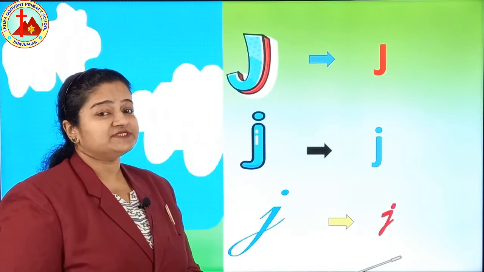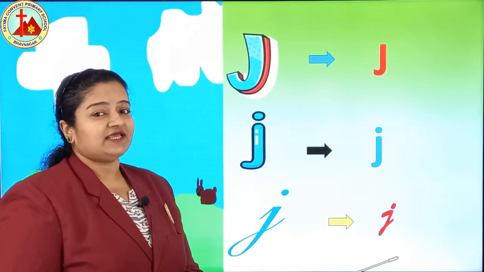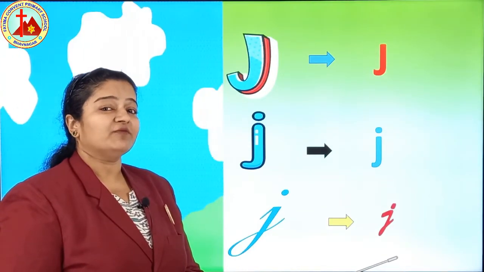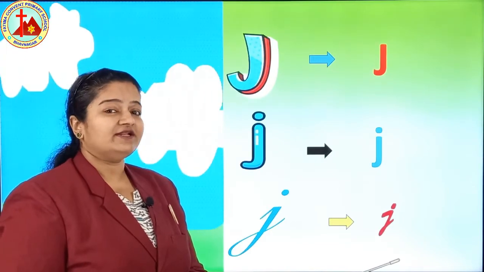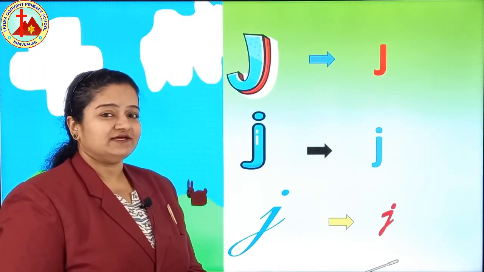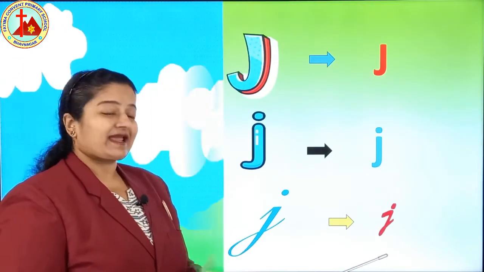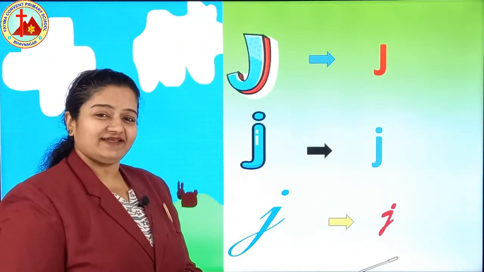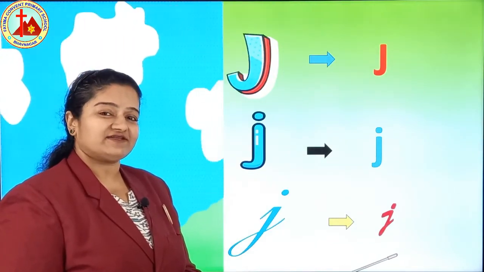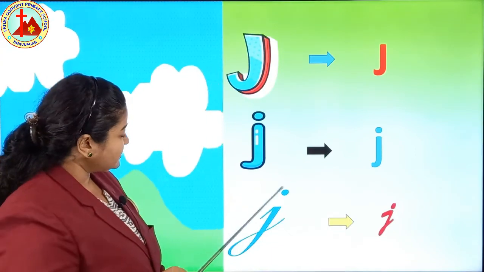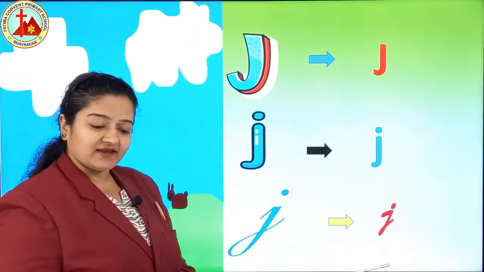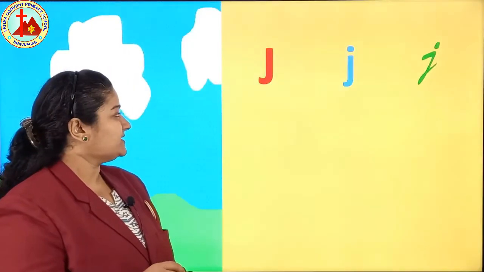And J comes in which category? J comes in a, come on tell me. I already taught you 4 categories. J comes in the kite string category. J comes in the kite string category because it looks like a string. Yes, now let's see some pictures.